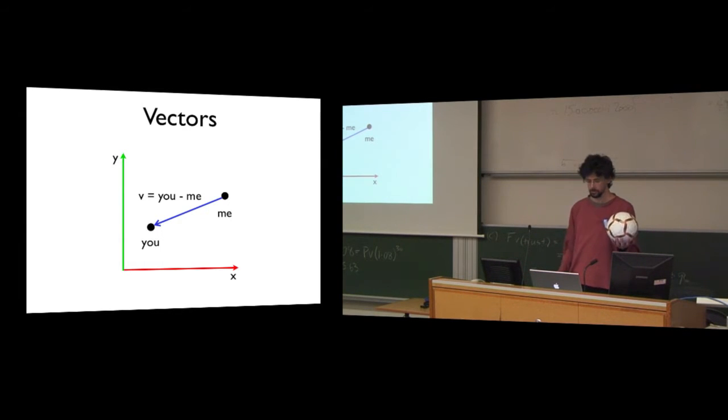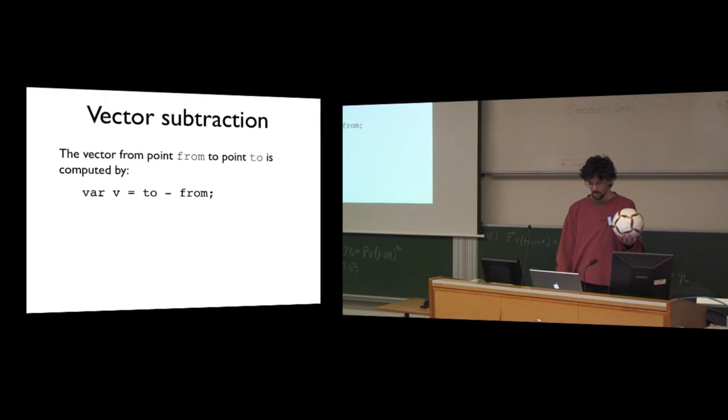So like I just said, if we have 2 points in the world, we can calculate the vector from one to the other by just subtracting: take the destination and subtract the source. So it's 2 minus from. It's always 2 minus from to get the vector going from to.